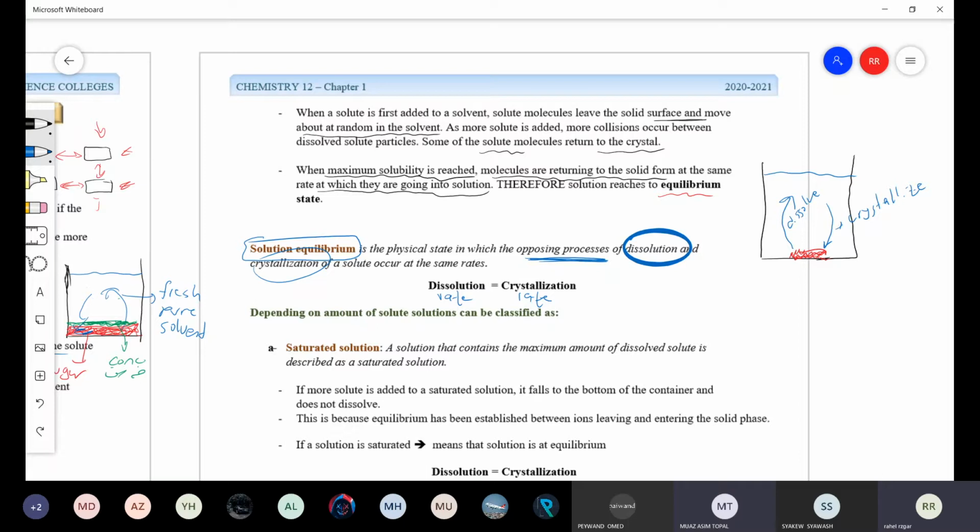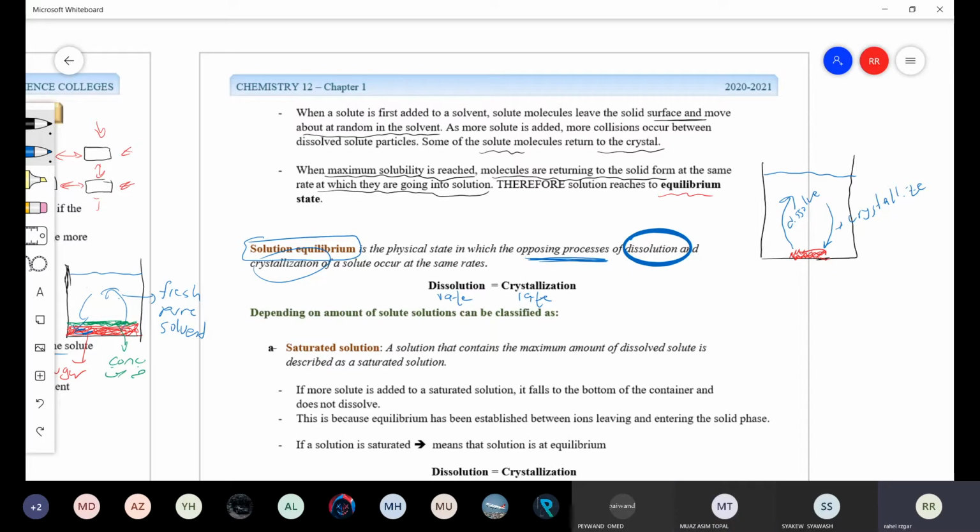No. Non-electrolytes also can crystallize. Why? For example, sugar. We are talking about a solid solute, which can dissolve in a certain amount of liquid. For example, in water, sugar is a non-electrolyte. But is it solid? Yes, it is solid. As long as it is solid, yes, it will crystallize.